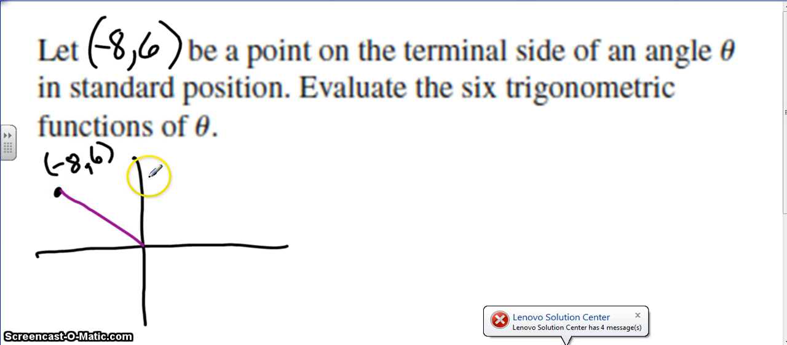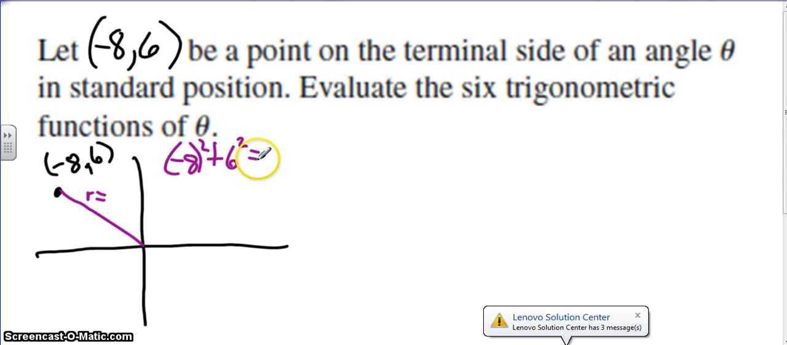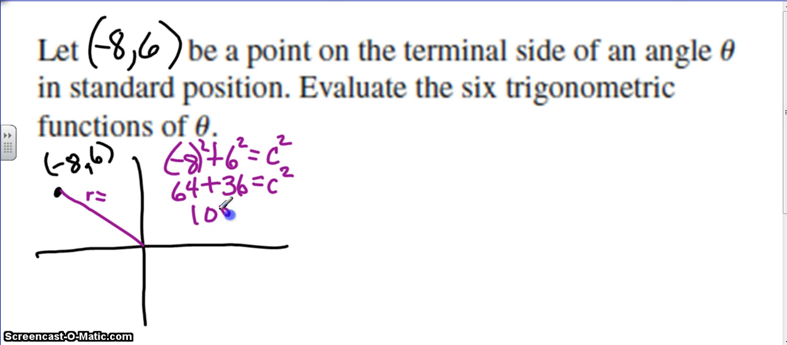I'm going to use the Pythagorean theorem to figure out what r is equal to. So a squared plus b squared is equal to the hypotenuse squared. So 64 plus 36 is equal to c squared. c squared is 100, so that would mean that c is equal to 10. So I have everything that I need. I know x, I know y, and I know r.